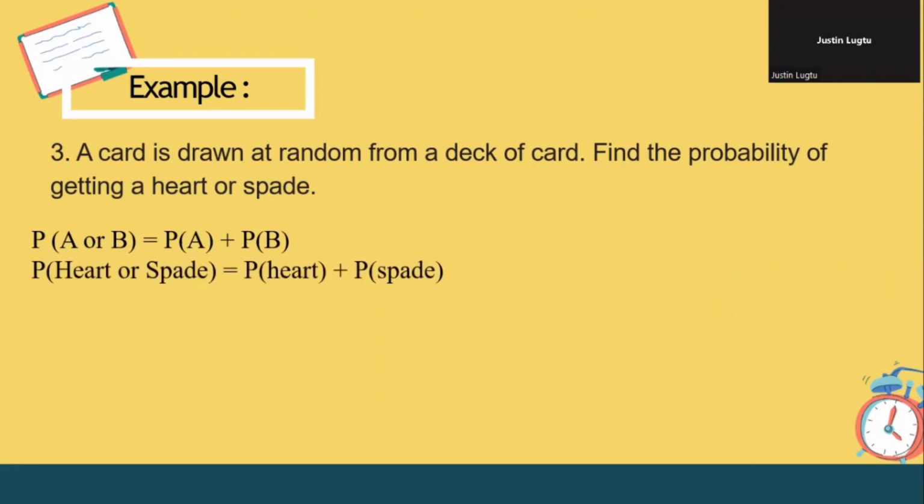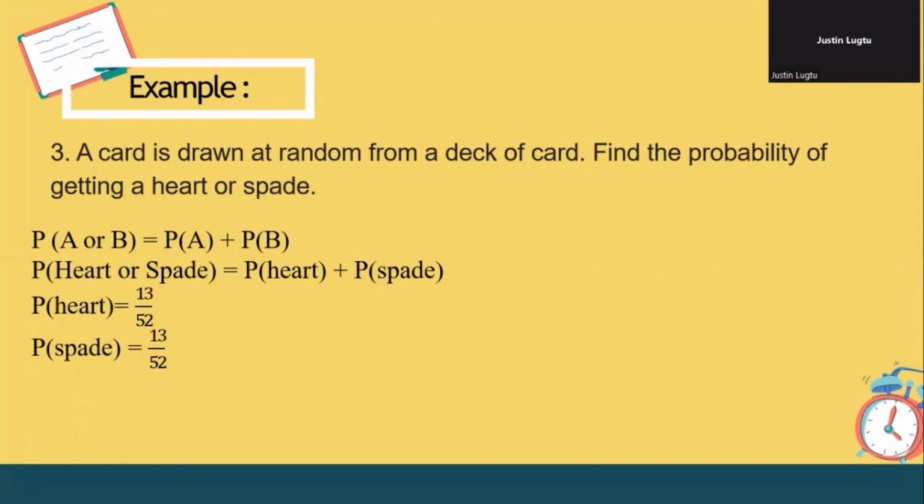To get the probability of getting either a heart or spade, we are going to find the probability of getting a heart card first, and that is 13 over 52. Since we have 13 possible outcomes and 52 total cards in a deck. And then we are going to find the probability of getting a spade, and that is also 13 over 52, since we have 13 possible outcomes and 52 total cards in a deck of cards.